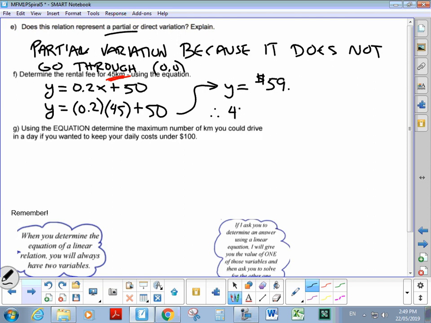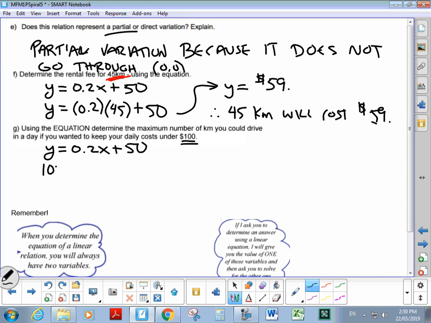So therefore, 45 kilometers will cost $59. Next it says, using the equation, determine the maximum number of kilometers you could drive if you want to keep the cost to $100. In order to do that, we need to use our equation solving skills. Cost is the y value, so 100 equals 0.2x plus 50. We can solve this because we have worked on our algebra skills.